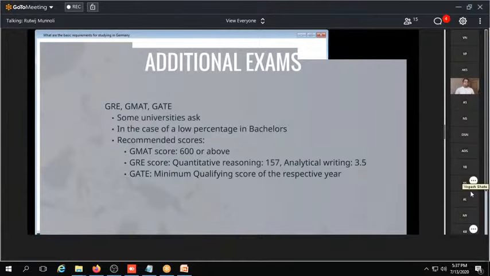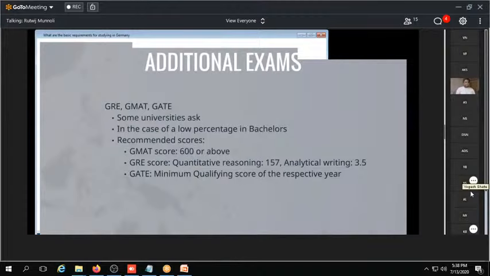For the GMAT, you should score 600 or above if you want to pursue your master's in a management or business related course. For technical courses, some universities ask for GRE and GATE as well. Like RWTH Aachen, they want a GRE score in which you must obtain 157 or above in quantitative reasoning, and 3.5 in analytical writing. Many universities like Kaiserslautern ask for a GATE score also. So you just have to qualify for the GATE examination for the respective year.